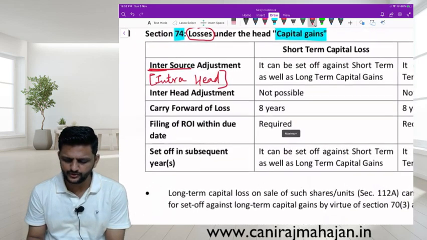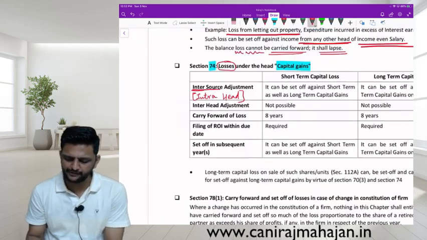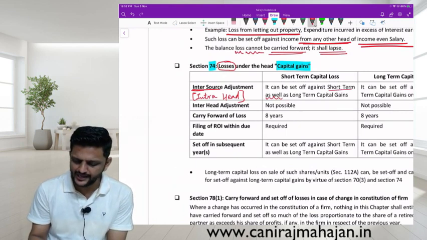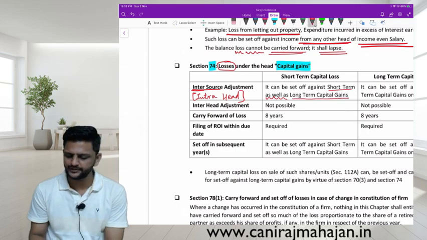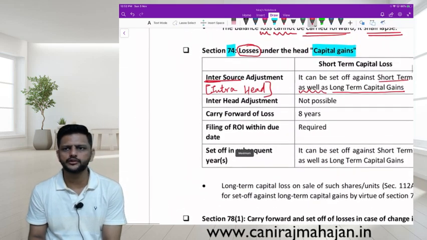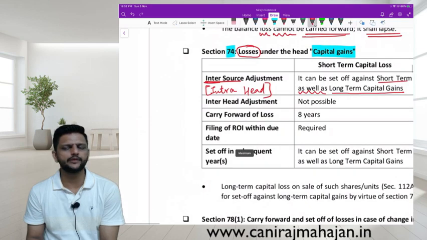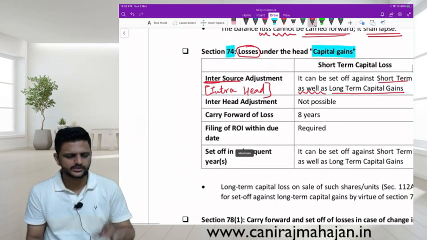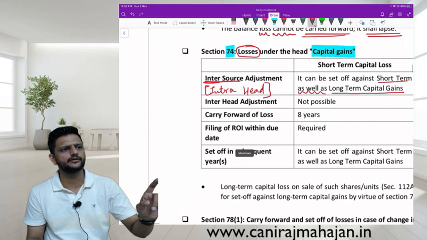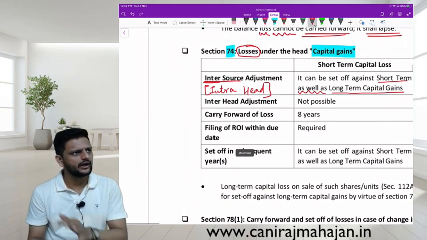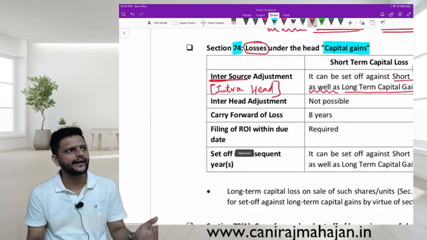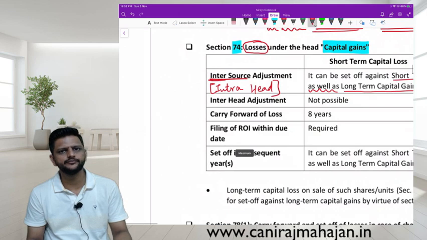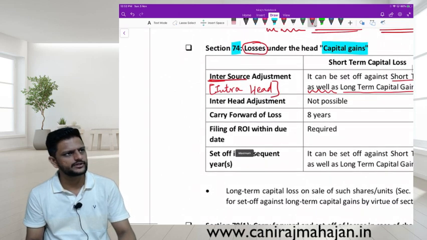Short-term capital loss. The short-term capital loss can be adjusted against short-term capital gain as well as long-term capital gain. Just focus on the short-term capital loss right now. So it can be adjusted against short-term capital gain as well as long-term capital gains. Inter-head adjustment not allowed at all. Why? That is the law. Fine. Agree. What do you think is the reason for the same?